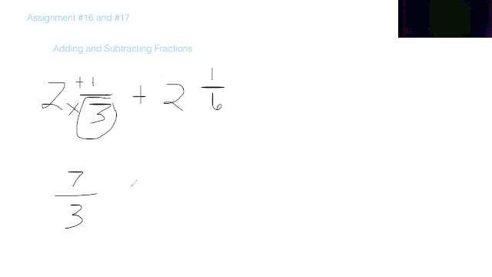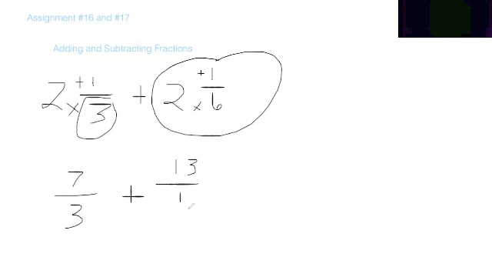So now you have 7 over 3 plus, and then now let's change this one into a regular fraction. So 2 times 6 on the bottom here, plus 1 on the top. So 2 times 6 is 12, plus 1 is 13. So now you have 13 over 6. And the 6 is on the bottom because that's what was on the bottom here to begin with. So that one just moves down there, right?